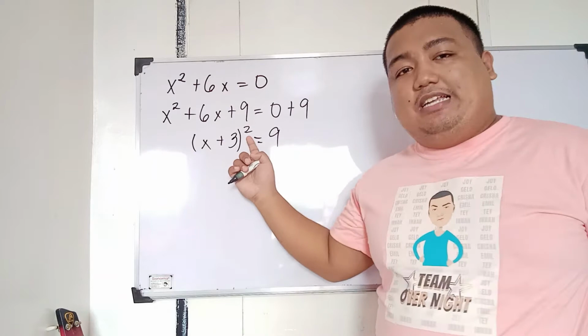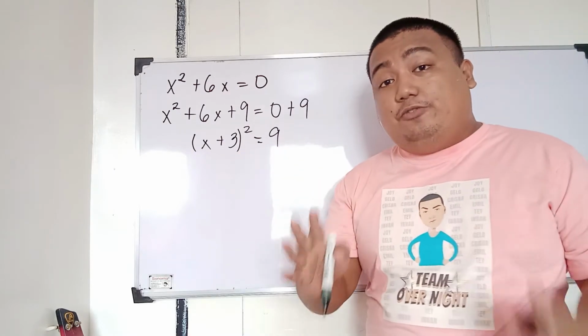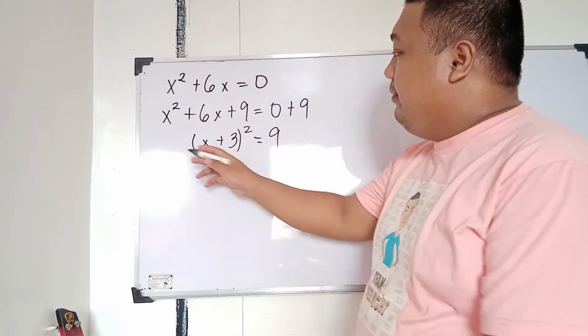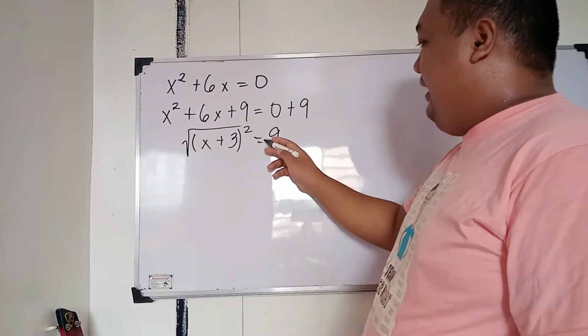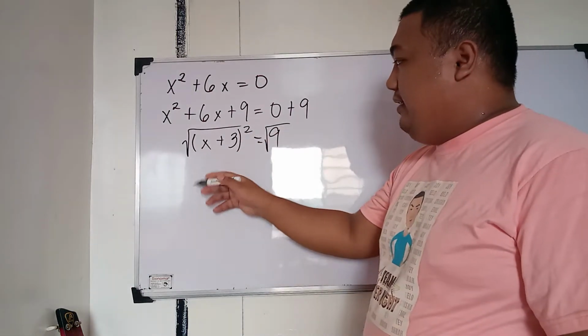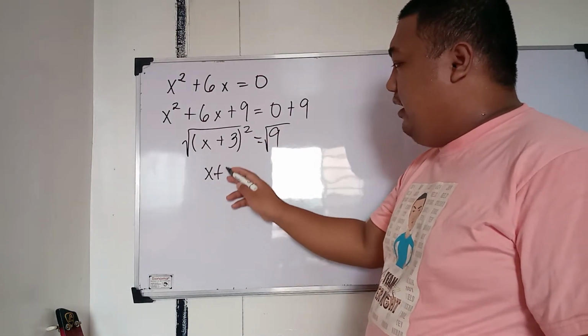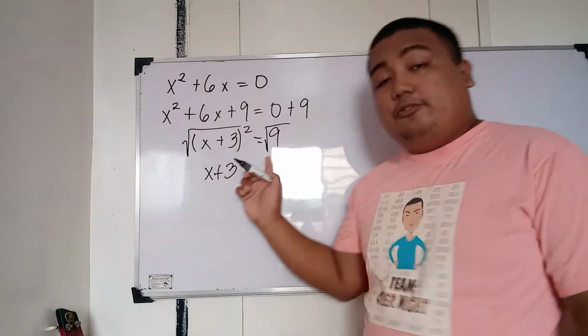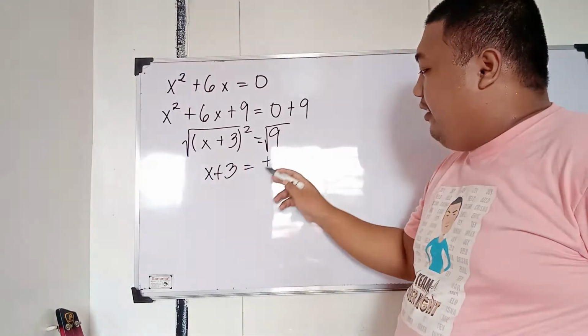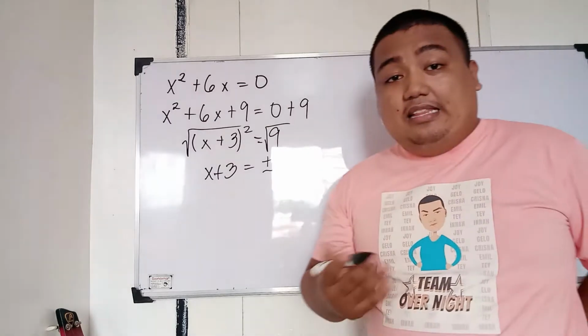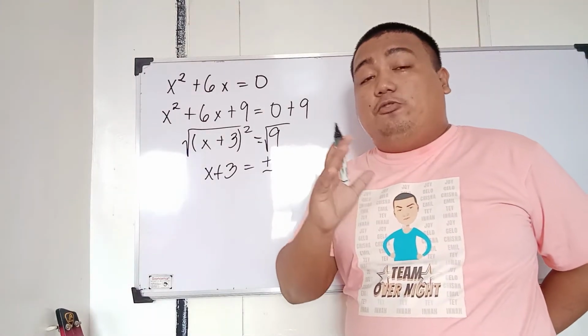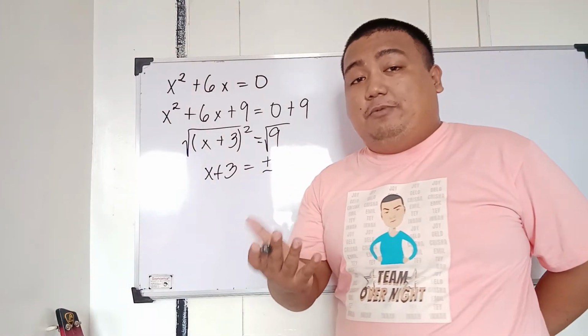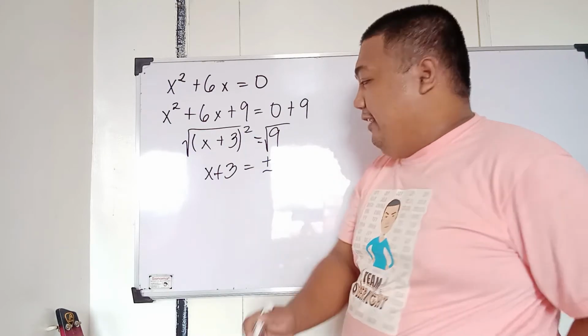Take a look, may squared na tayong exponent. So, we can use the extracting the square root. So, square root natin both side. So, it means that is x plus 3 equals square root of 9. That is positive, negative 3. Tandaan natin sa square root, we have two values always, which is the positive and negative value.